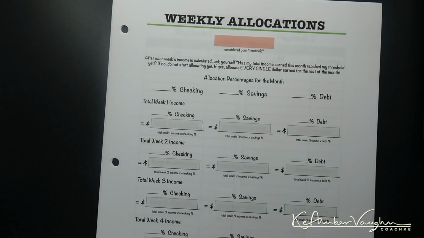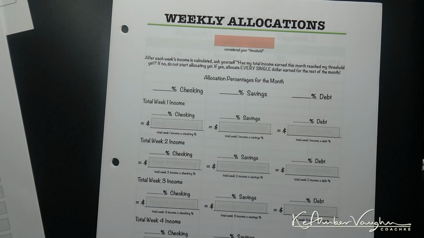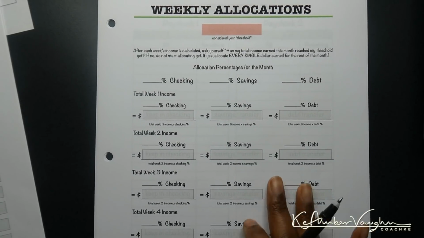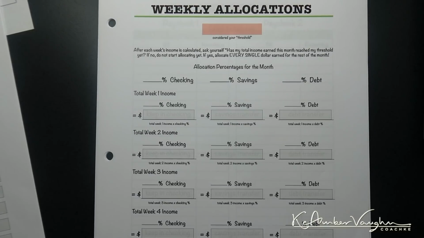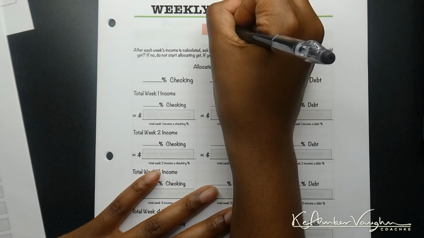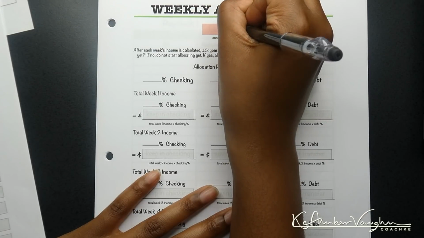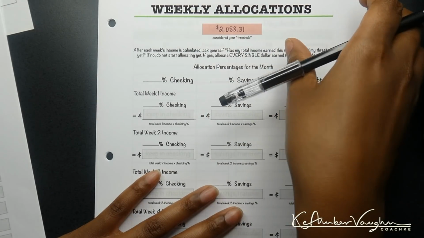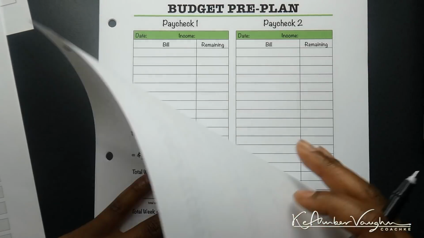Let's move on. So I know some people had questions like, oh, what if your very first allocation, you don't earn enough to cover your bills? What do you do? Let me show you, because when I did my April budget, mine did. So, you know, it was a little bit confusing for some people. So we're going to write in our threshold is $2,088.31.